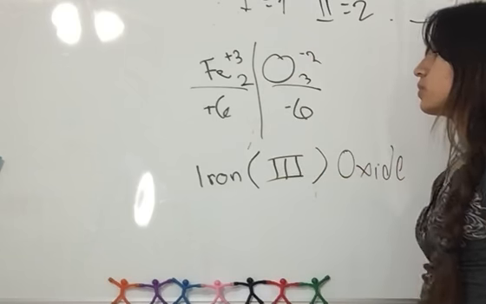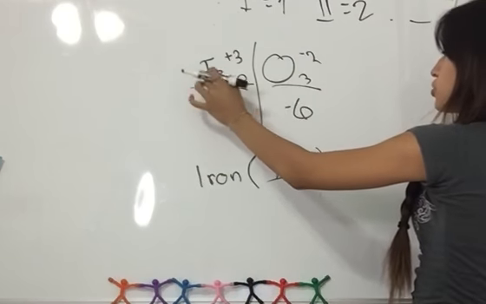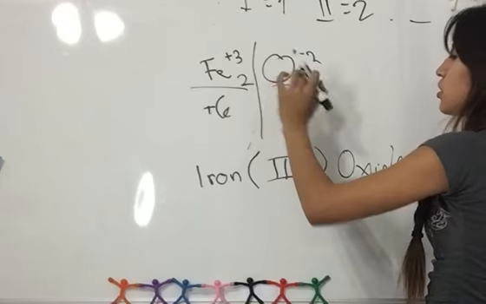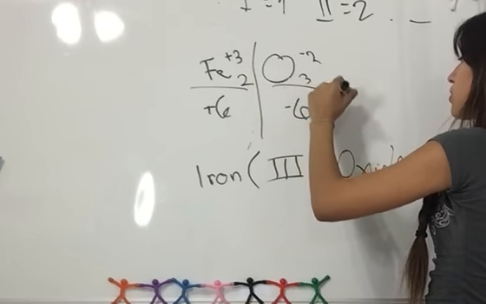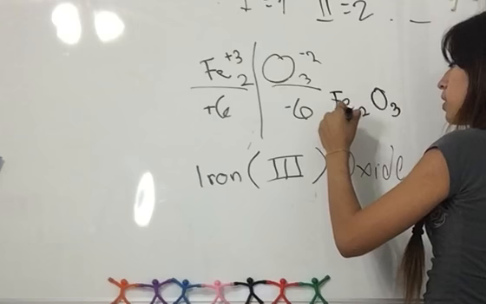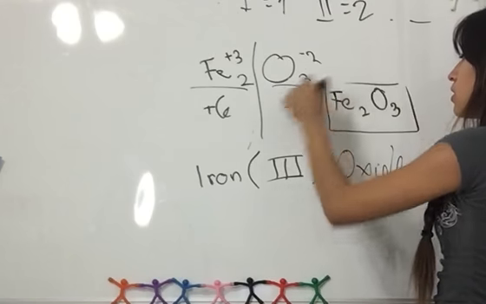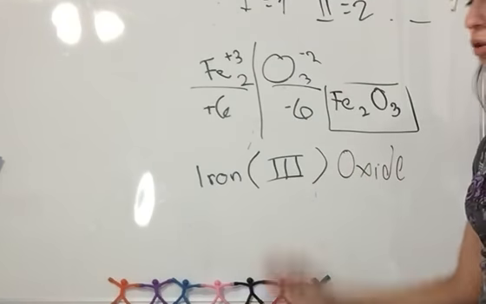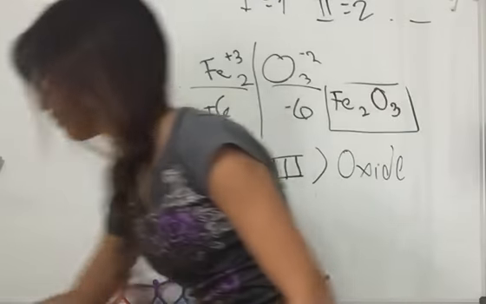3. So when you write it out, since there's 2 irons and 3 oxygens, you would just write Fe2O3. And that's the formula for iron (III) oxide.